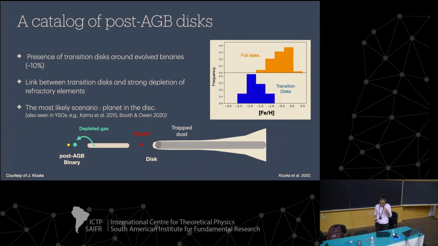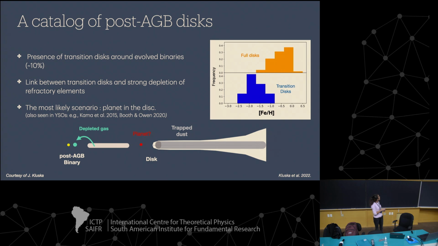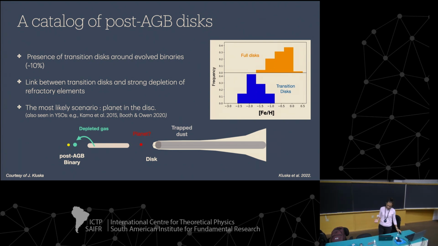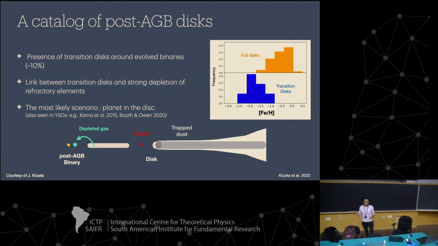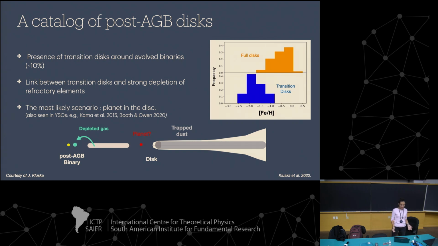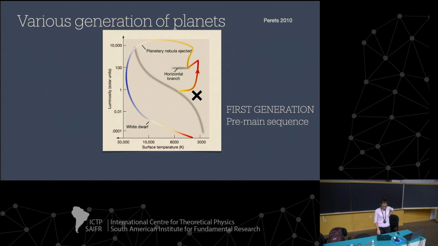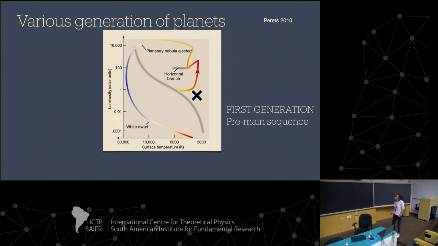Right. So this was an observation of post-AGB disks, which is telling us that there's a very high probability of a planet being the cause of this transitional disk with these large cavities. But we probably will never know for a long time if it's a first generation planet that survived evolution, or if it's a second generation planet, meaning that it was formed from the circumbinary disk that the binary formed after the first common envelope evolution. So we might have various generations of planets.